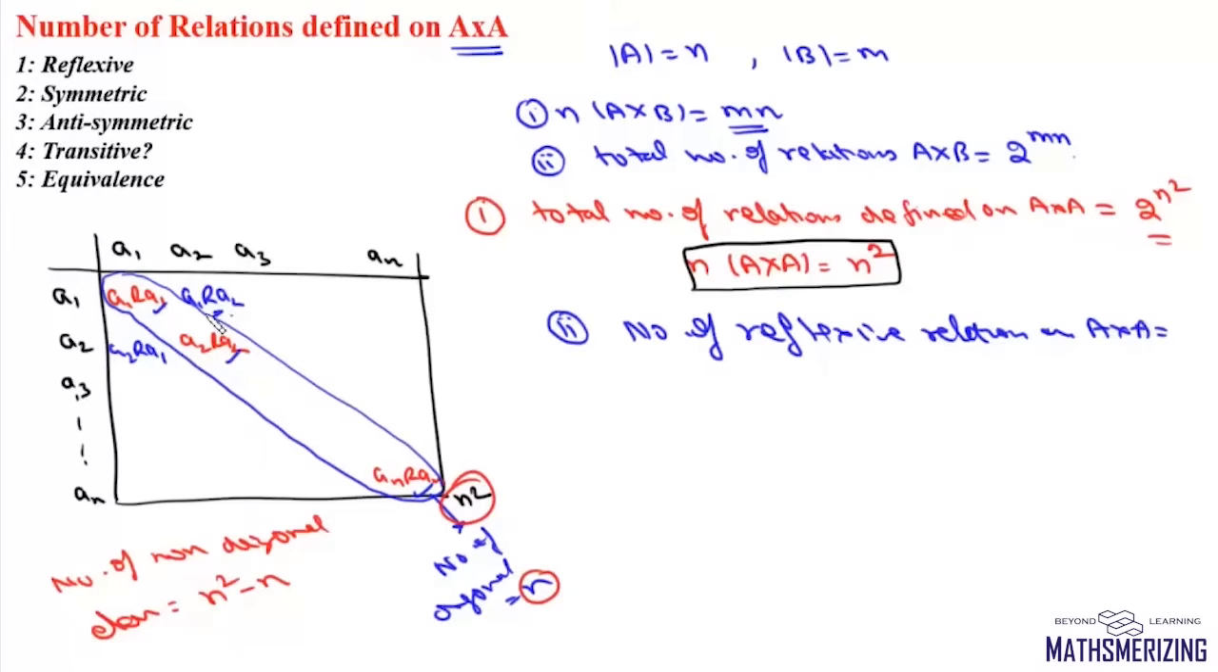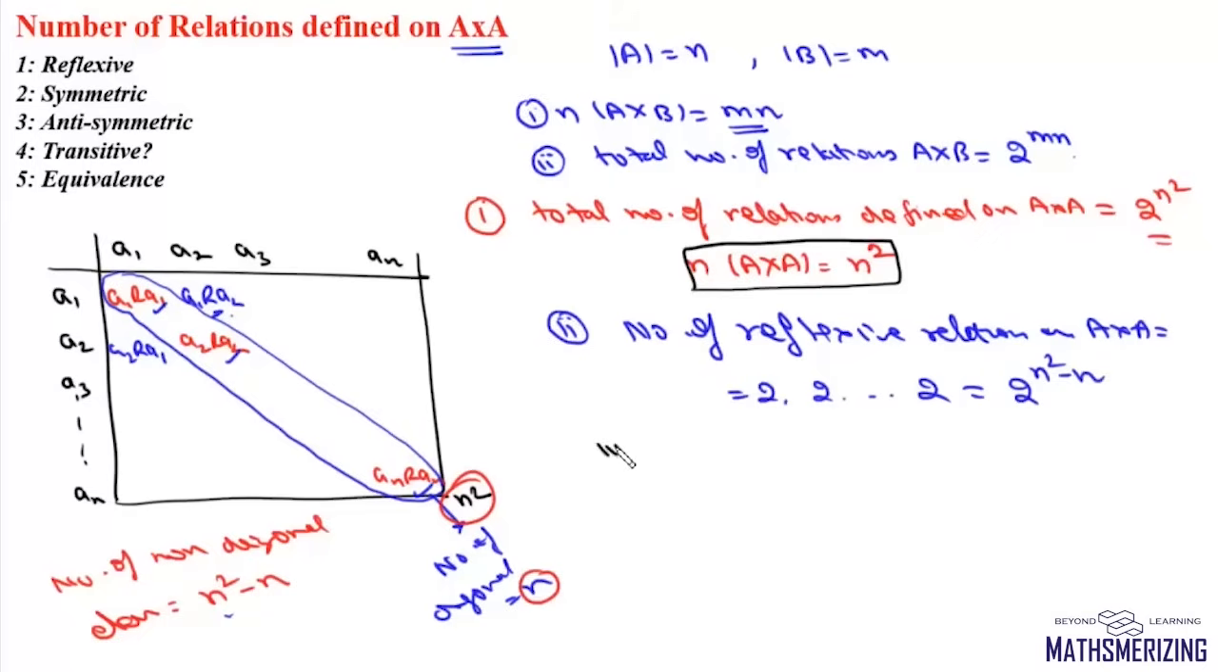So for first element, we have two choices. For second element, we have two choices. So for all the non-diagonal elements, we'll have two choices each. So it'll be 2 into 2 into 2, n square minus n times. So number of reflexive relations in A cross A will be 2 to the power n square minus n.